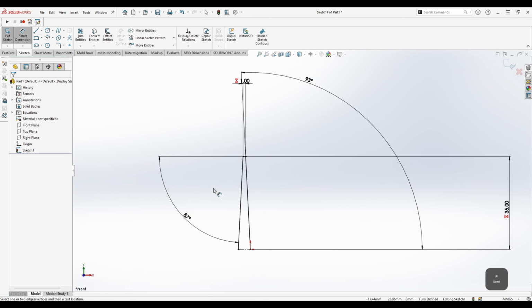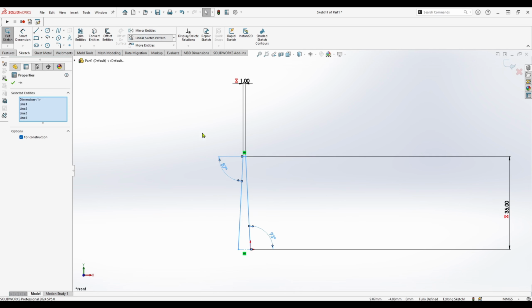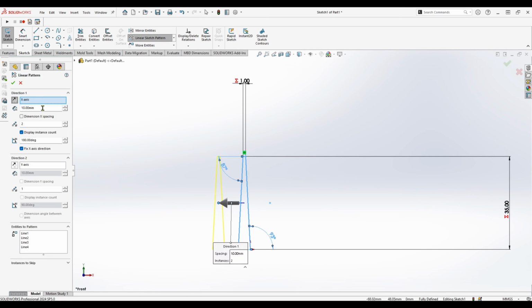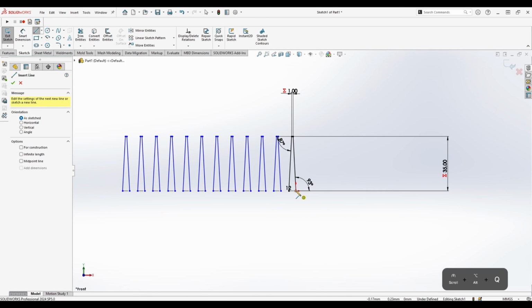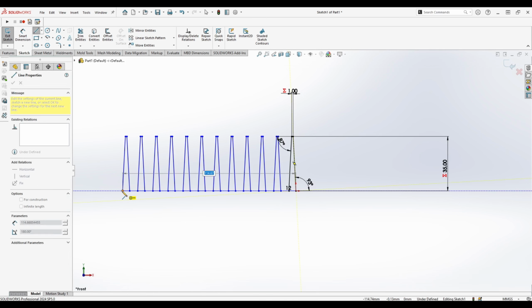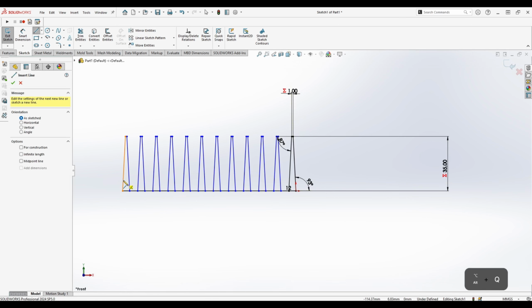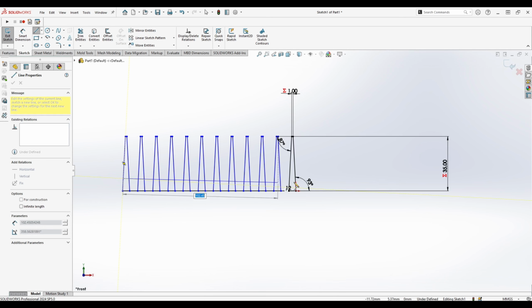We can center that. Okay, so that's looking good so far. Now we can pattern all of this. Linear sketch pattern. I'm not going to worry too much about the distance. We're going to go with the number 12. And apply. And then we're going to add in a solid line down here, and a solid line up here for our base.